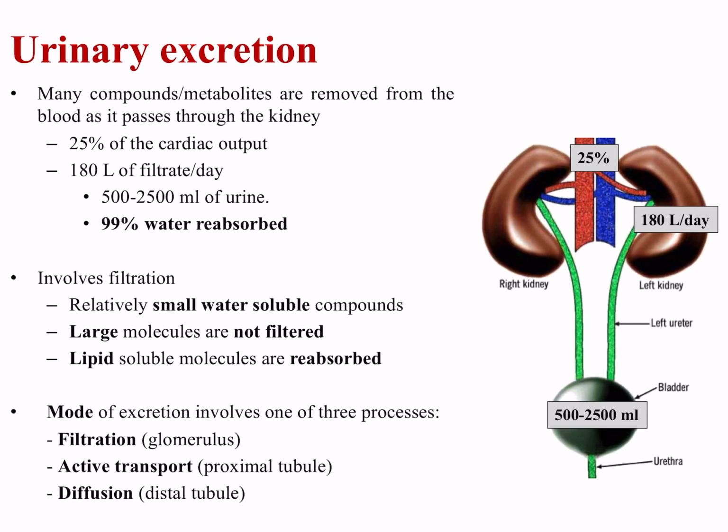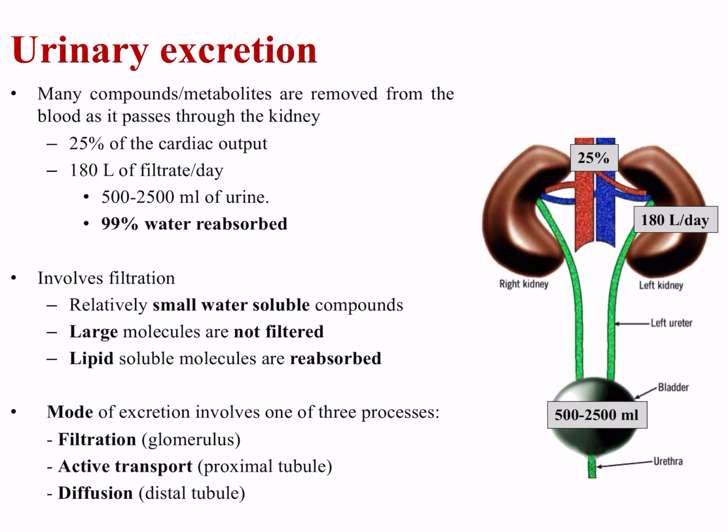Many compounds or metabolites are removed from the blood as it passes through the kidney. The kidney receives roughly about 25% of the cardiac output, or around 180 litres of filtrate a day. This translates into between 500 and 2,500 mLs of urine, meaning that about 99% of water is reabsorbed.